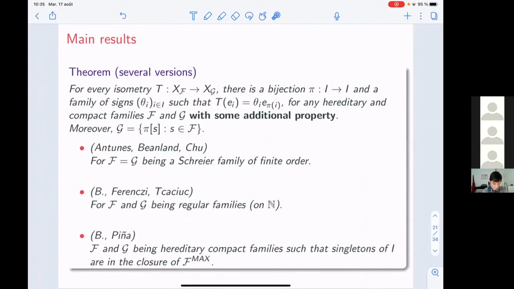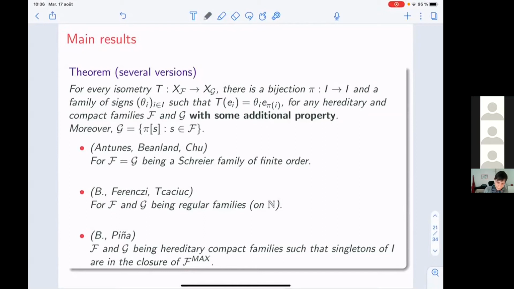And then later with Cláudio Pinha, we proved the same, but we generalized in particular for uncountable index sets. And then we had exactly the problem: by which property do we have to replace the spreading property? Because on N, we assumed spreading, and that was useful in the proof. So we had to find out what was the condition to replace it. And the condition is this one: the singletons of I are in the closure of the maximal elements of the family. When I say maximal, I mean maximal with respect to inclusion.